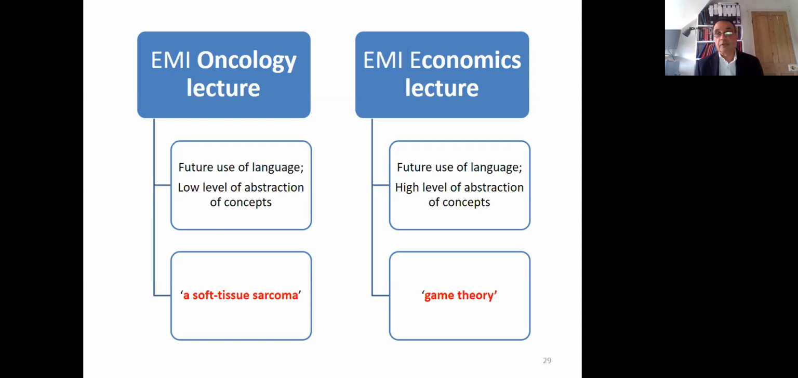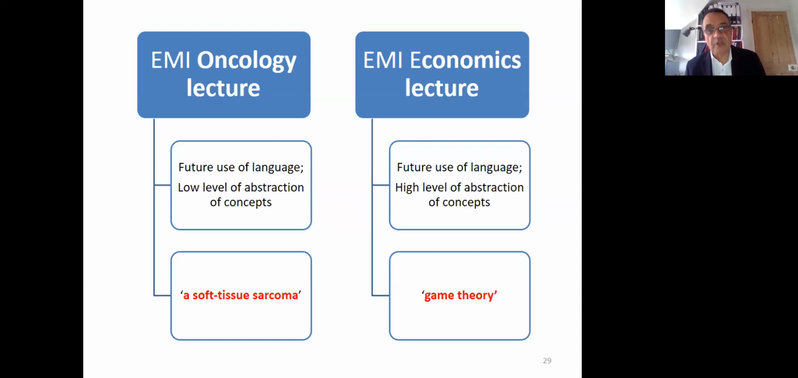I'm not trying to make a comment there, but the other difference is the level of abstraction. The soft tissue sarcoma, which is a tumor in soft tissue in the body, has a fairly low level of abstraction if you're a medical student, whereas game theory has a very high level of abstraction in economics.